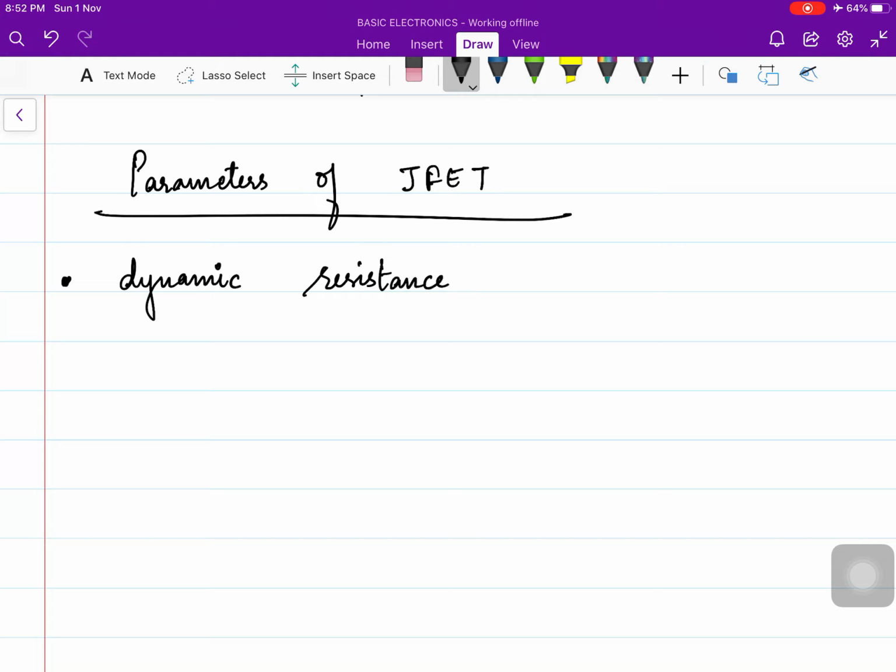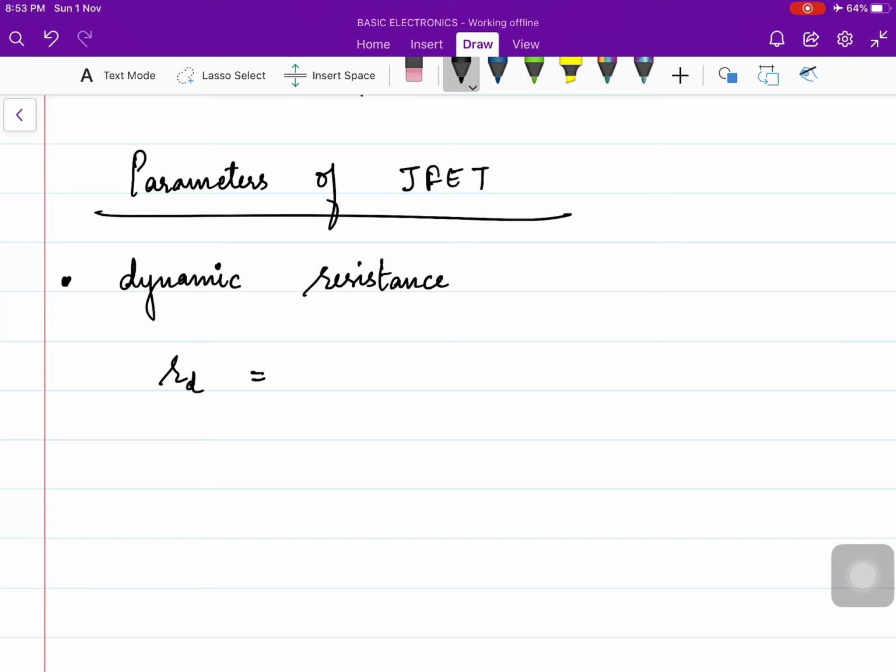If you remember in the first unit, when we learnt the diode resistances, we learnt two types of resistance, that was static and dynamic resistance. Static resistance is simply given by voltage at a particular point divided by the current at a particular point, but dynamic resistance is given by the change in voltage upon change in current. So it is denoted by small r. As it is dynamic, we will have a subscript D.